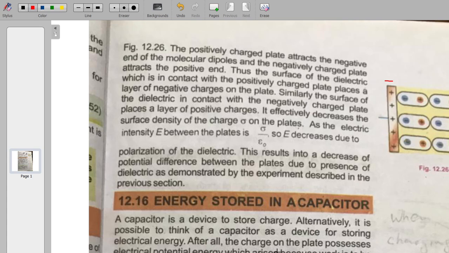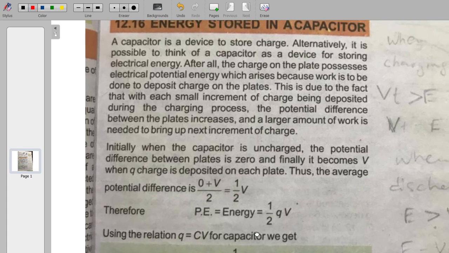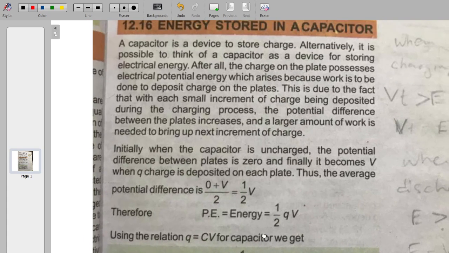Then we have energy stored in a capacitor. So we want to know how much energy is stored in a capacitor. We say the average potential. For first it was zero, and then it's V, so it's basically half V. Potential difference we found 1/2 QV, because we remember the potential energy is given by charge into potential difference. So then you have energy is equal to 1/2 CV square.